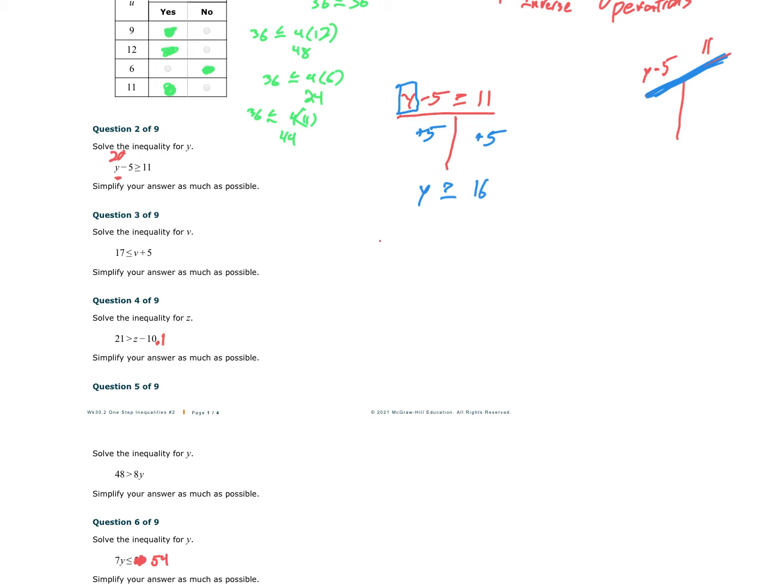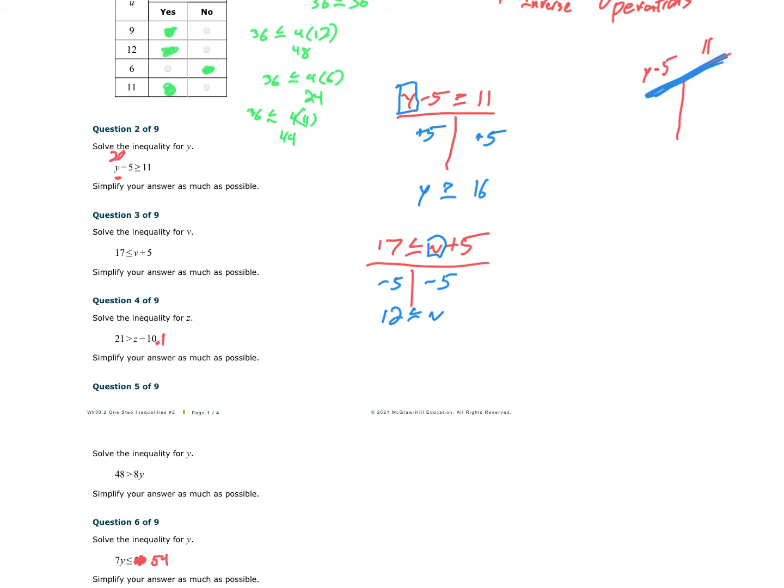Okay, problem 3. 17 is less than or equal to v plus 5. We're going to isolate the variable. So I want to get the v all by itself. To do that, I have to do the inverse of plus 5, so minus 5 to both sides. 12 is less than or equal to v.